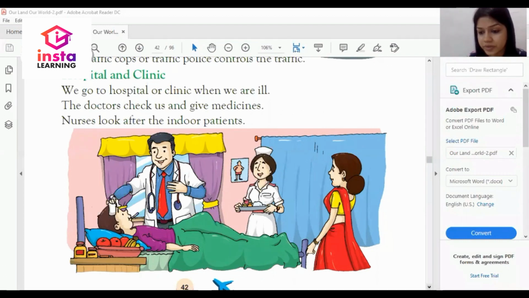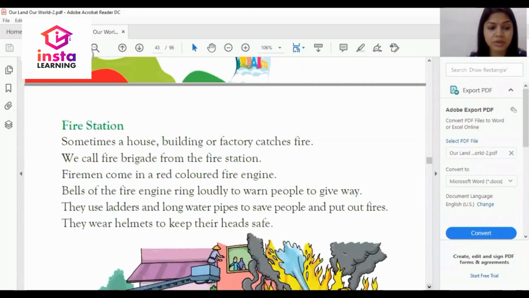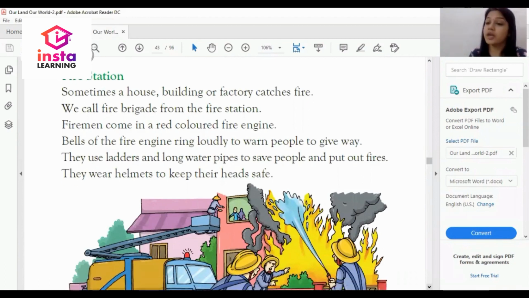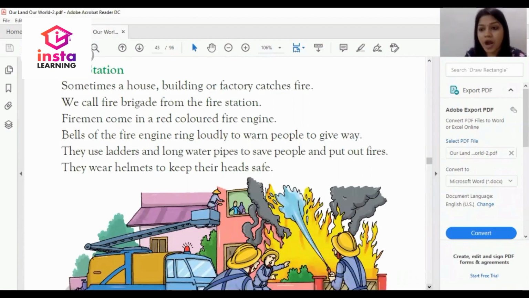Let's discuss the next one. This is a fire station. Dear student, sometime a house, building or a factory catches fire. So, we call the fire brigade from the fire station. Firemen come in red colored fire engine. तो बच्चों जो fire engine होता है वो कैसे कलर का होता है? रेड कलर का होता है. Bells of the fire engine ring loudly to warn people to give way.